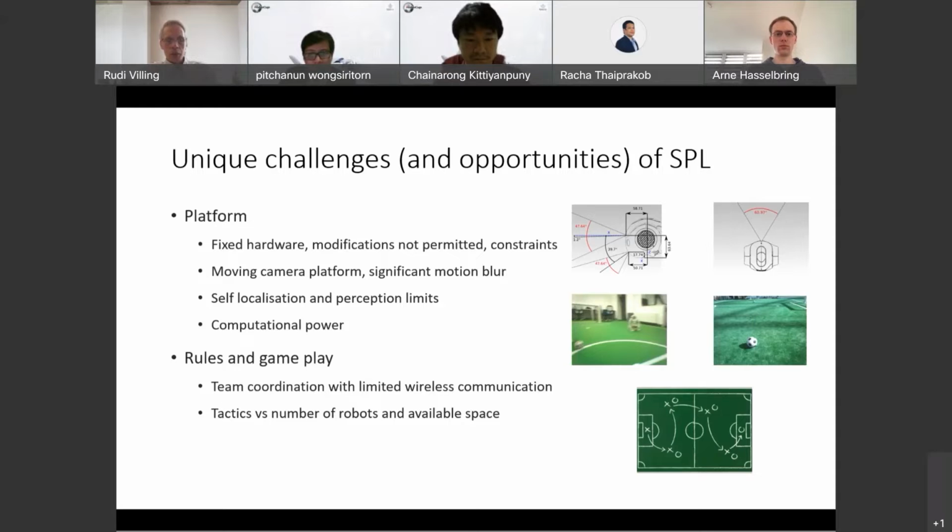And one of the limitations that we also work with is that the team coordination itself is constrained by limited wireless communication. And that's by design, and we'll speak about that a little bit when we talk about the roadmap.